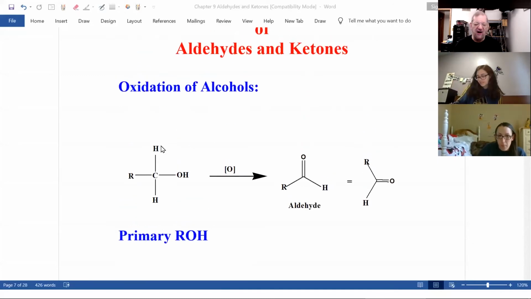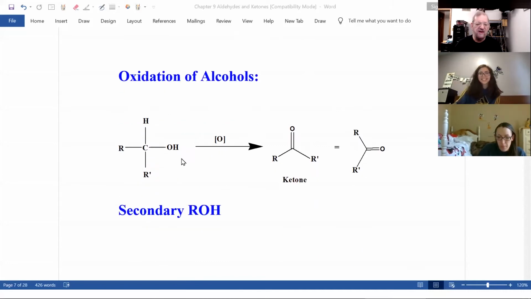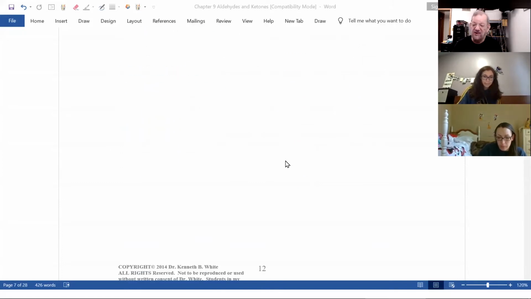Well, we did this in alcohols: primary alcohol oxidizes to an aldehyde. Secondary alcohol oxidizes to a ketone. And remember, tertiary alcohol you can't oxidize, but that's another chapter. We already did that.